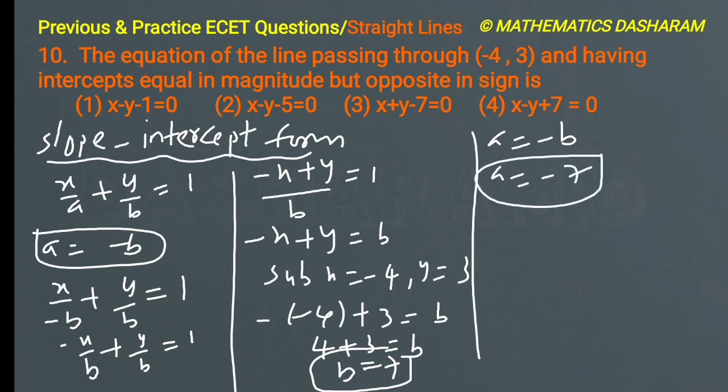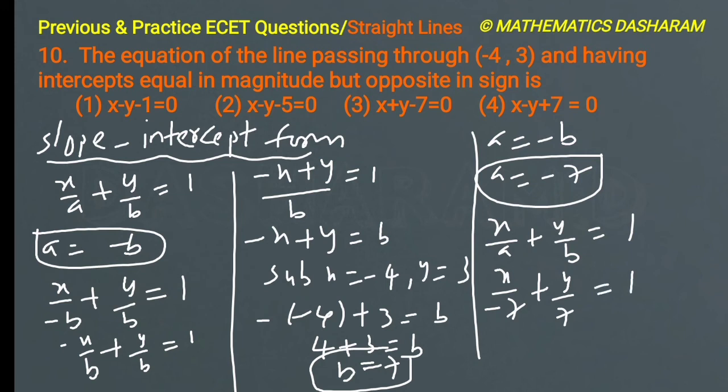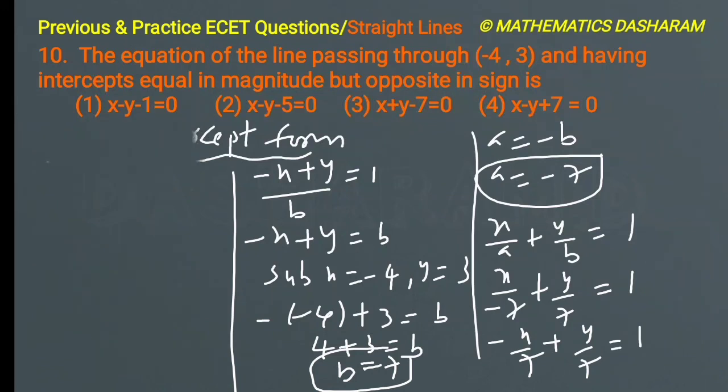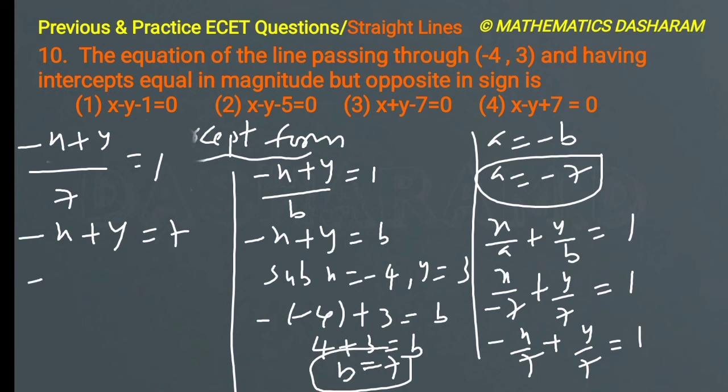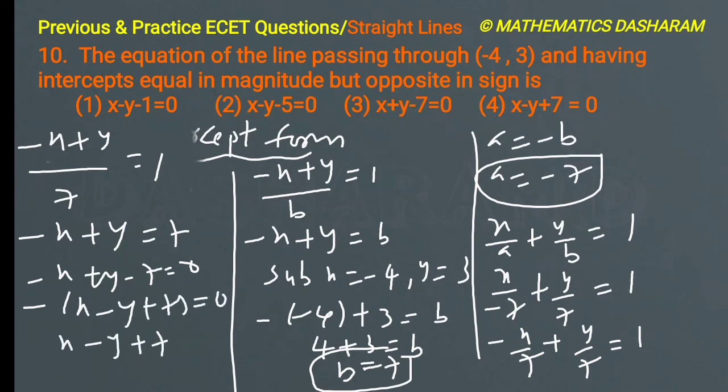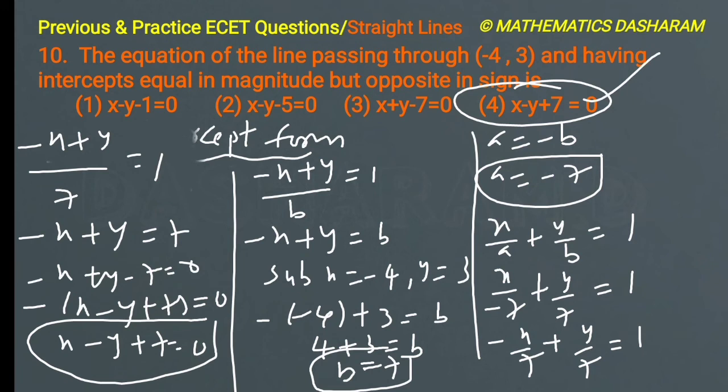Now substitute the a and b values in our required equation, that is the intercept form: x by a plus y by b equals 1. So x by a value minus 7 plus y by b value 7 equals 1. So minus x by 7 plus y by 7 equals 1. Take the LCM, 7 is the LCM: minus x plus y equals 7. So minus x plus y minus 7 equals 0. Take the minus common: x minus y plus 7 equals 0. So x minus y plus 7 equals 0 is our required answer. So option 4 is correct.